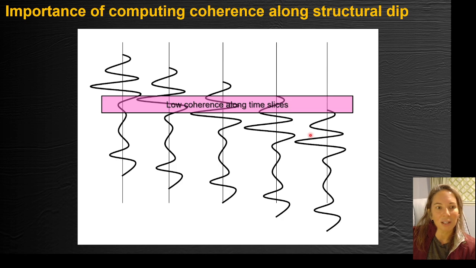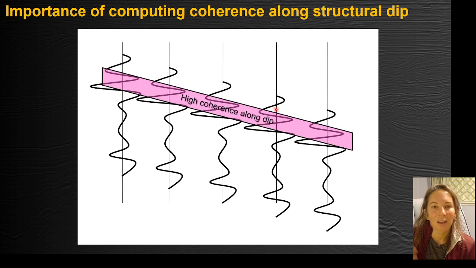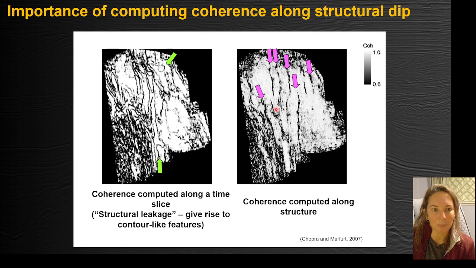And so you can see, all of us can pick out this bed by now, hopefully. Okay. But if we calculate coherence just along time slices, it's going to look like a very low coherence. Whereas if we calculate dip first, we'll notice that we get a much higher coherence, and that's more geologically accurate. Like, we should be doing these attribute measurements along dip.